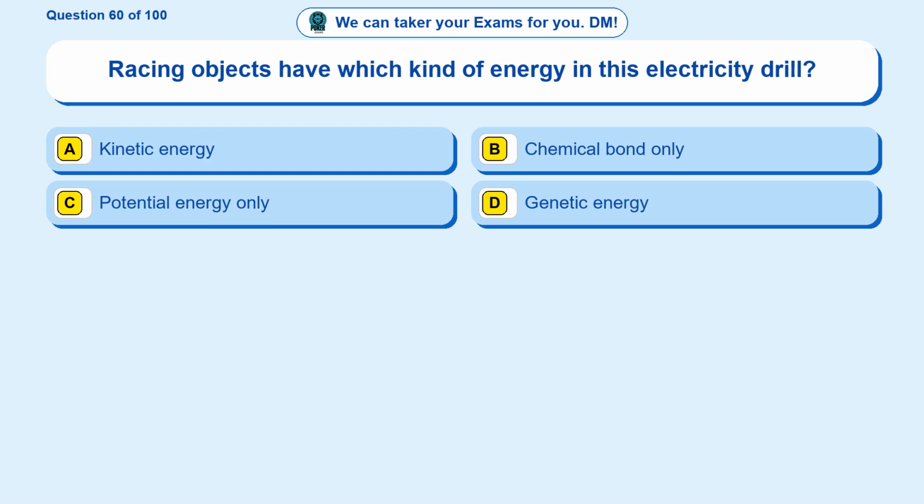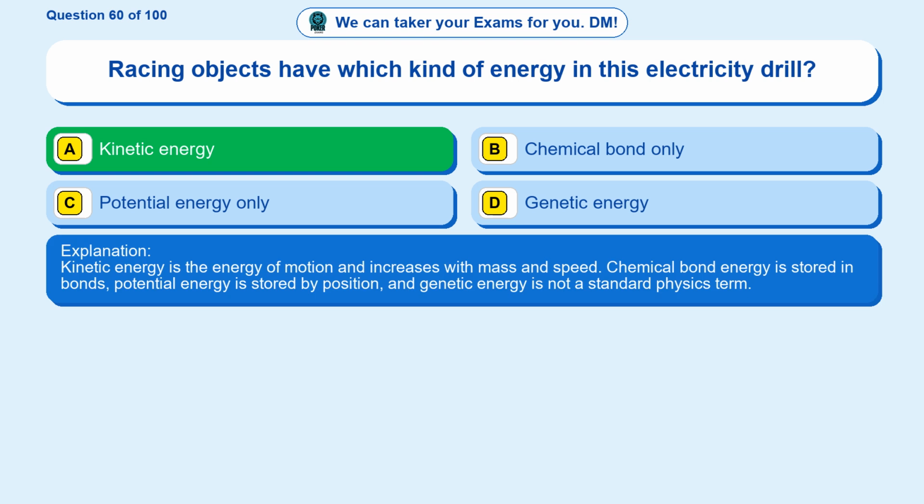Question 60. Racing objects have which kind of energy in this electricity drill? Option A, kinetic energy. Option B, chemical bond only. Option C, potential energy only. Option D, genetic energy. The correct answer is option A, kinetic energy.